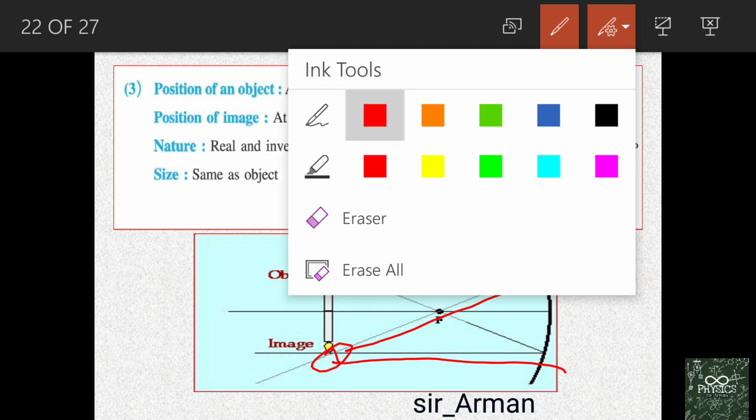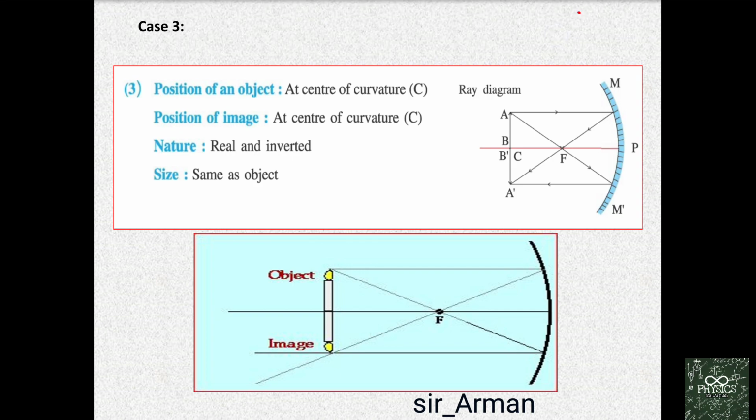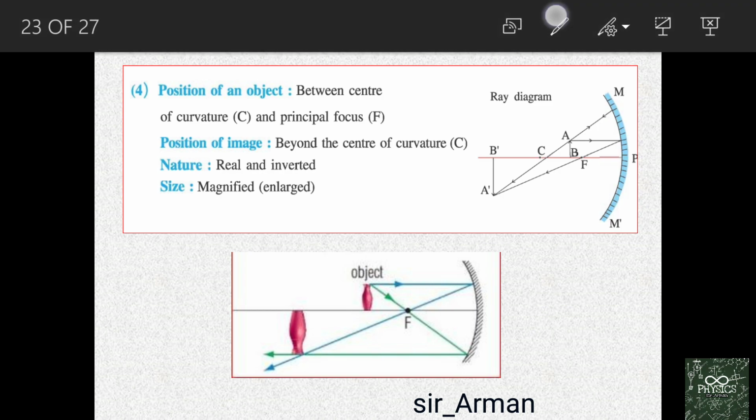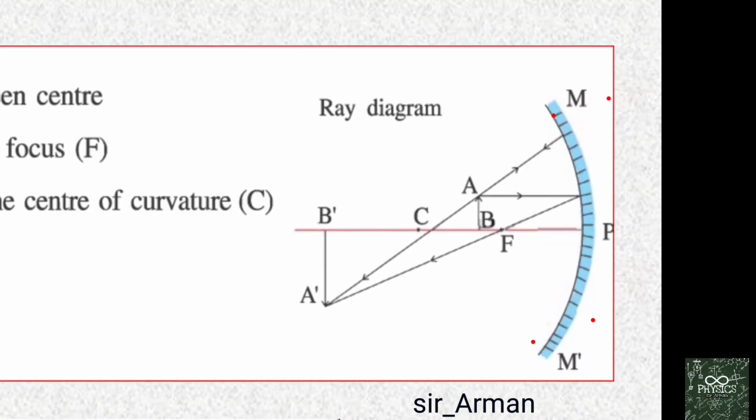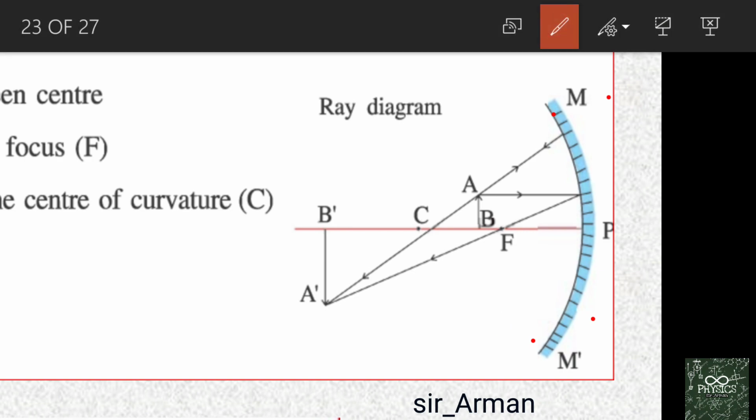Now we will move and see our fourth case. Right, so fourth case is the object is placed. In the last case, we have placed the object on the center of curvature. Now we are moving towards the mirror and we will place our object between center of curvature and principal focus. So this is our center of curvature and it is the principal focus, and at any point between the center of curvature and focus we have to place our object.